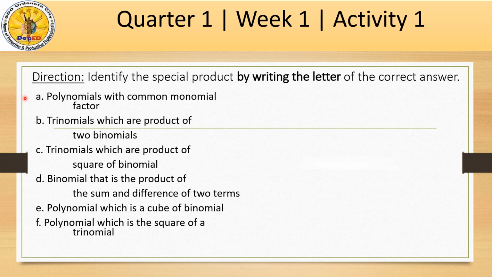A. Polynomials with common monomial factor. B. Trinomials which are product of two binomials. C. Trinomials which are product of square of binomial. Letter D. Binomial is the product of the sum and difference of two terms. Letter E. Polynomial which is a cube of binomial. And letter F. Polynomial which is the square of a trinomial.